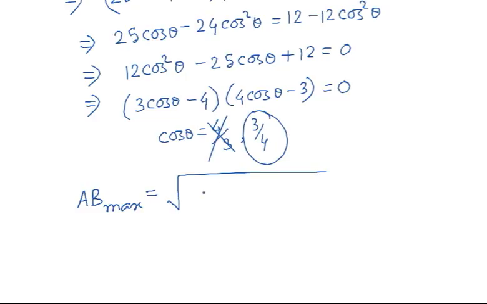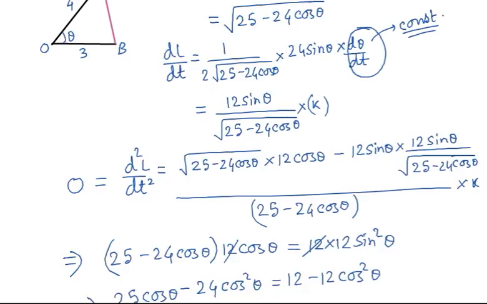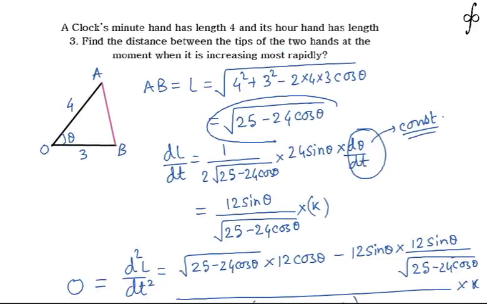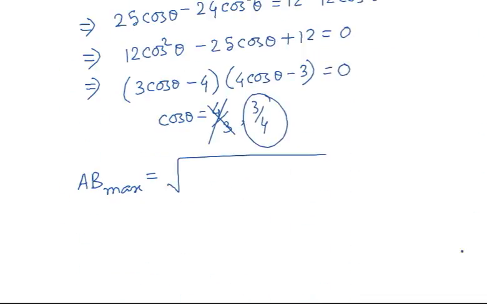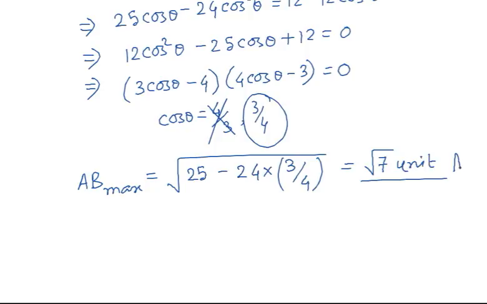So AB max, if we go through the formula of AB, which was root 25 minus 24 cos theta, is coming out to be root over 25 minus 24 into the corresponding value of cos theta, which is 3 by 4. So AB max is going to be root 7 units. So this is going to be the answer.